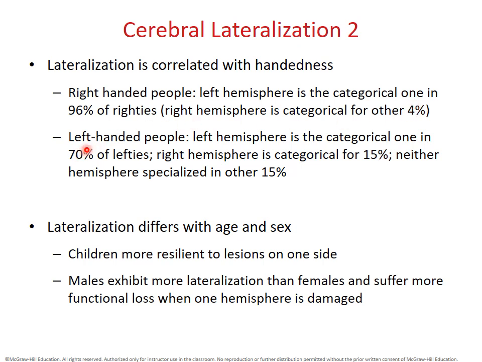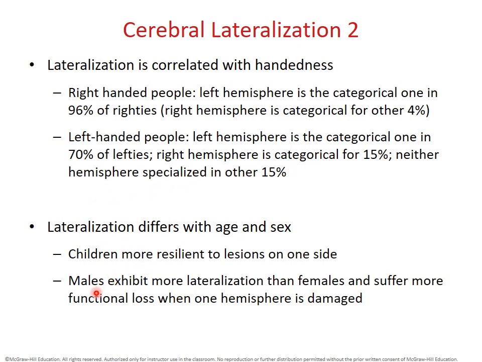But in left-handed people, the left hemisphere is the categorical one, as we described, in only 70%. So still, for most people the left hemisphere is categorical, but not nearly the same percentage as in right-handed people. So a much higher percentage of left-handed people have the right hemisphere being categorical. Even more interesting to me, in 15% of left-handed people, neither hemisphere is specialized. Both hemispheres serve both functions. So even with this lateralization, we see that there's variation among individuals, and left-handed people tend to be more variable in this lateralization than right-handed people do.